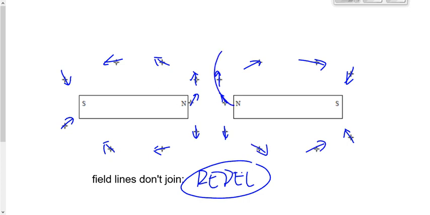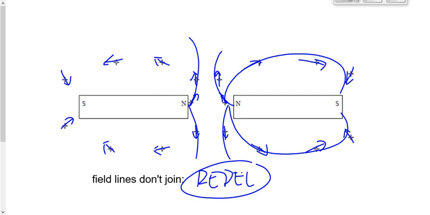And when you start joining them together, it's going to look something like this. Notice in the middle there, no field lines joining up, which means it's repulsion, which it should be, because north is going to repel north every single time. Now, I don't draw the next diagram there, south against south, but how would it change?